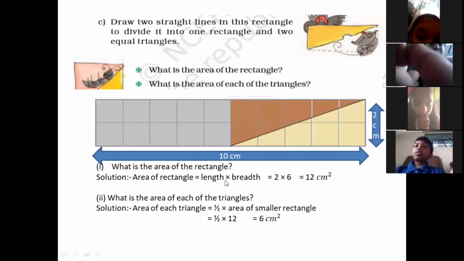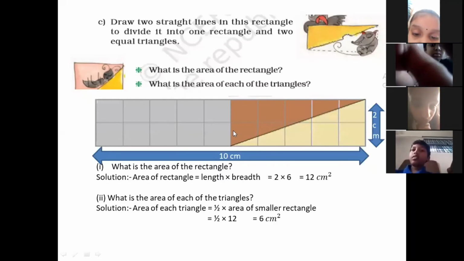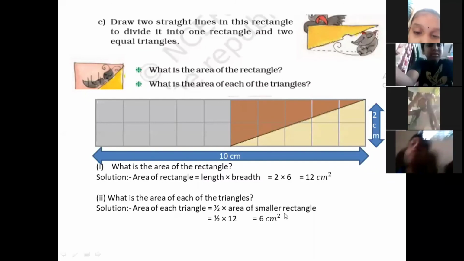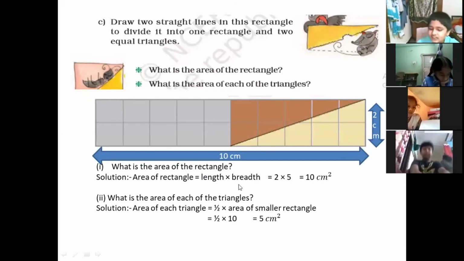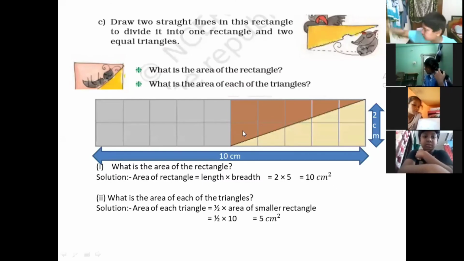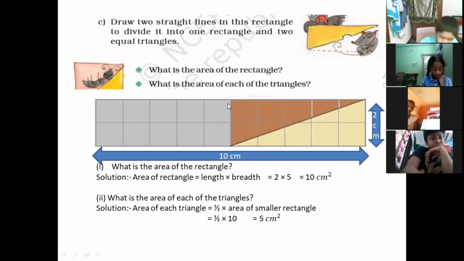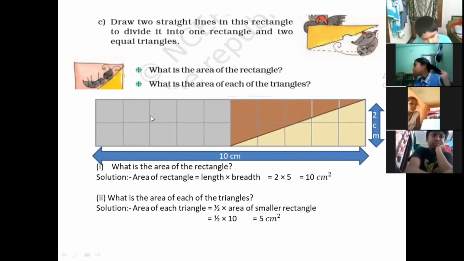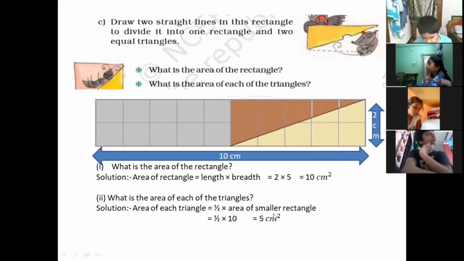1, 2, 3, 4, 5. So what is the area of the small rectangle? Half of the area of the big rectangle. So the big rectangle is 20, so half of it, the small rectangle, is 10. So here the breadth is 2, the length is 5. 1, 2, 3, 4, 5. So 5 2s are 10 square centimeters. Then what about the area of the triangles? The area of a triangle is half of the area of the small rectangle, which is nothing but 5 square centimeters.